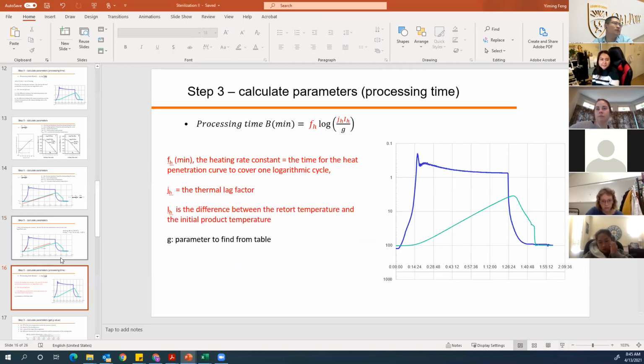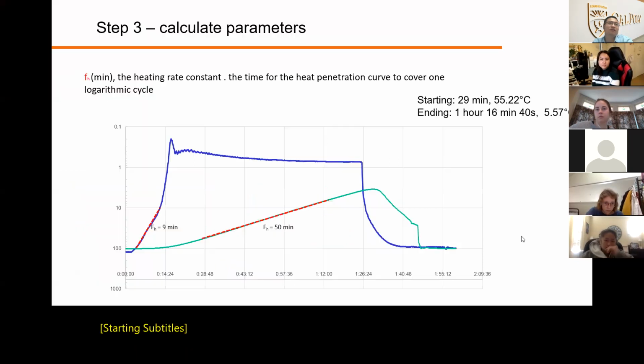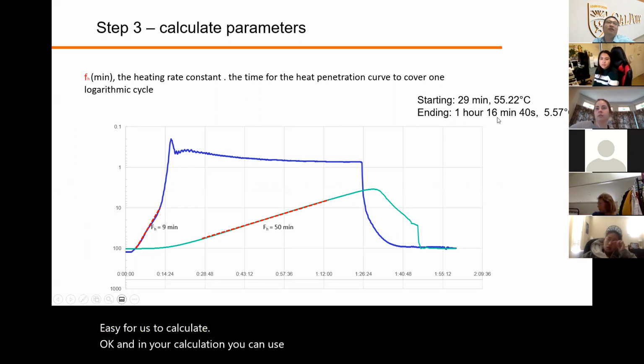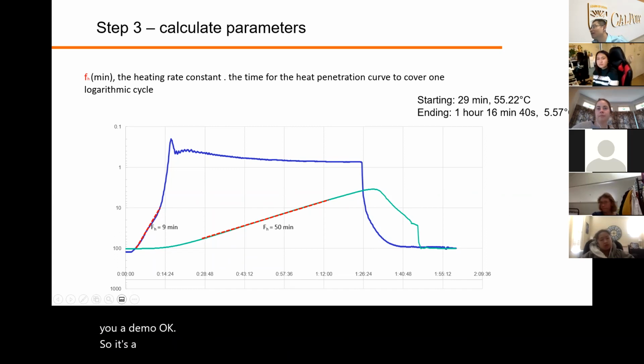That's why I put about 50 minutes here. It's just easy for us to calculate. In your calculation, you can use a more accurate number. In our case, I'm just showing you a demo. Is that clear, guys? Any other questions?